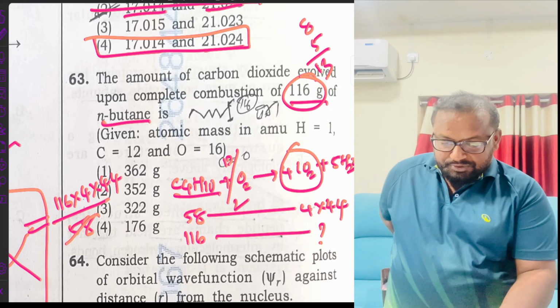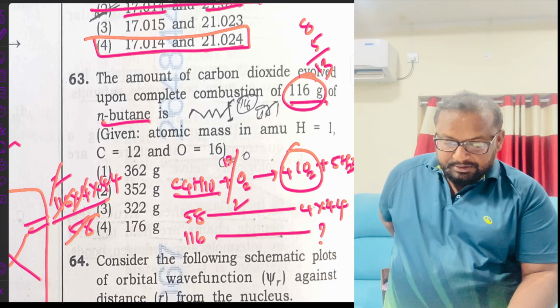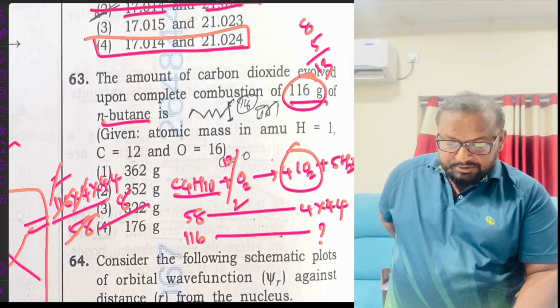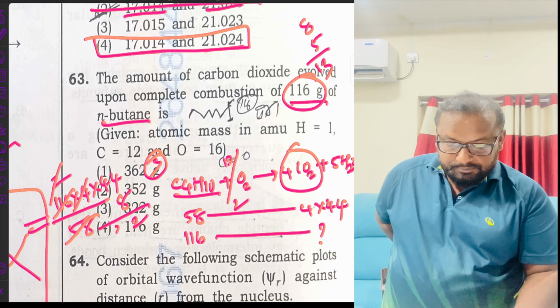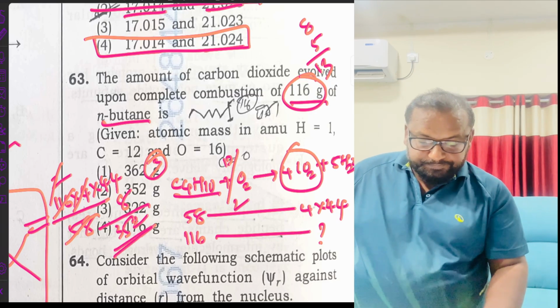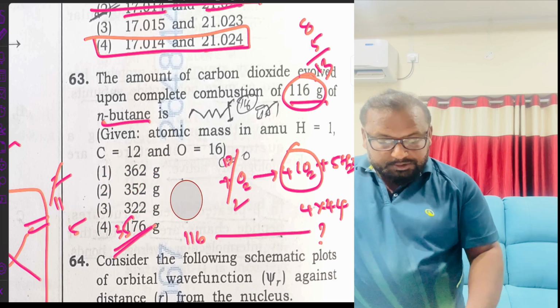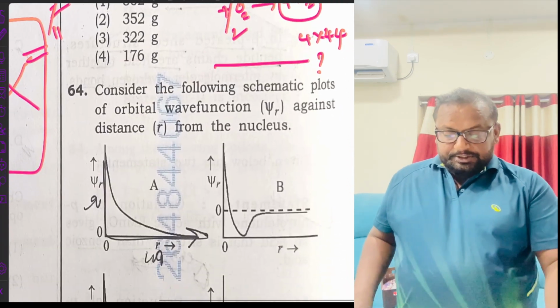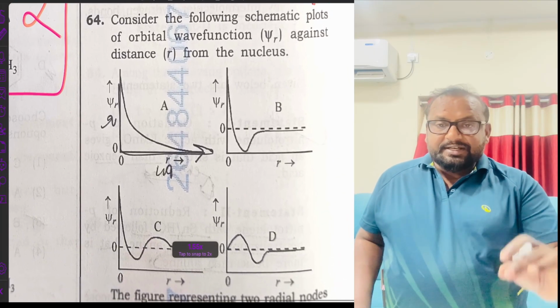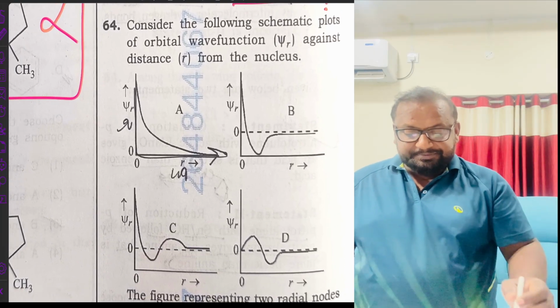So 58 times 2 times. So this is going to be 8. So 44 into 8, so 352. So the option should be the third option. The second option is the answer. Pretty easy question. And 64, NCERT diagrams are given here.